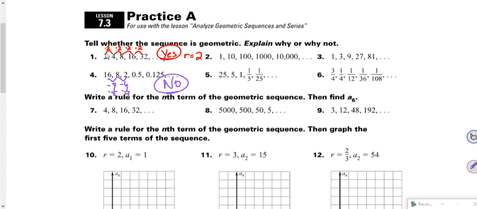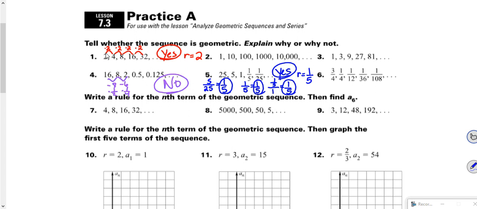Number 5, so to get from 25 to 5, let me just check this one. If I have 5 over 25, that reduces to 1/5. If I have 1 over 5, of course, that gives me 1/5. If I have 1/5 over 1, again, that's 1/5. So what do we notice here? All of these have a ratio. This would be a yes. My ratio would be 1/5. Same thing as dividing by 5 is the ratio multiplying by 1/5. Okay, same thing.